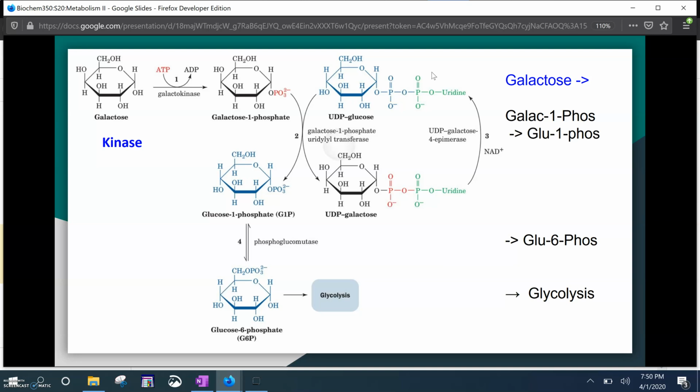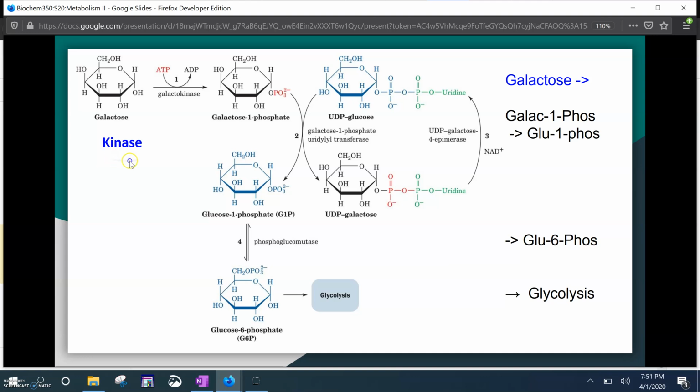It flips from one to the other. That's why it's called a transferase. It gives up the glucose and it picks up the galactose. So it transfers the whole molecule. And now you have glucose 1-phosphate, which can go to glucose 6-phosphate, and then just go on its merry way through glycolysis. So galactose isn't really that difficult to handle.